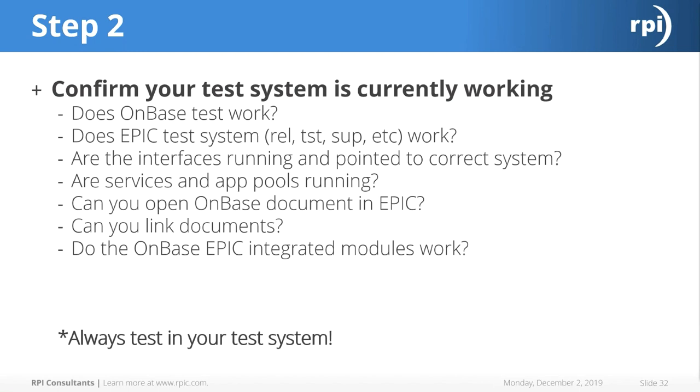Of course, make sure the interfaces are running and pointing to the correct systems. Make sure your services and app pools are running in your OnBase environment. Like I said, make sure your OnBase documents will open in Epic, make sure they're linking in Epic, make sure they're going to the right places. You just really want to make sure that your testing system is running the way you want it to be running right now. That way when you upgrade it, you know what actually, if anything, broke from the upgrade versus maybe something that was broken for a while.